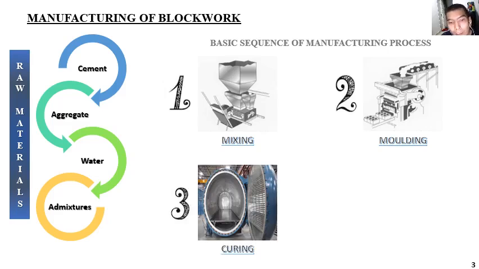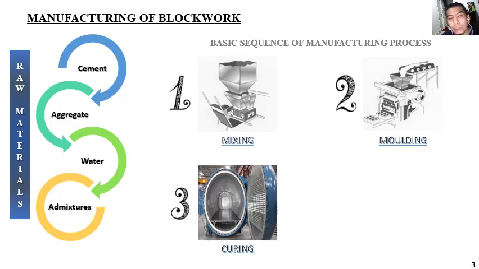Alright, and then after all the materials have been molded and the blockwork has been molded, we are going to cure it. Kita keringkan dia. In order to cure the blockwork, we can go through 2 processes. It's either we use a low pressure steam kiln, or what we call an autoclave high pressure kiln. In this diagram, it shows the example of the autoclave high pressure kiln.